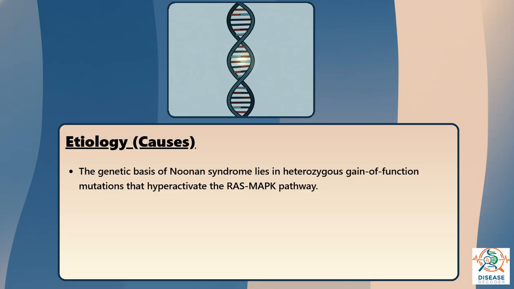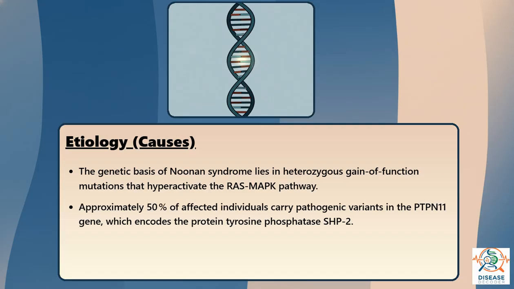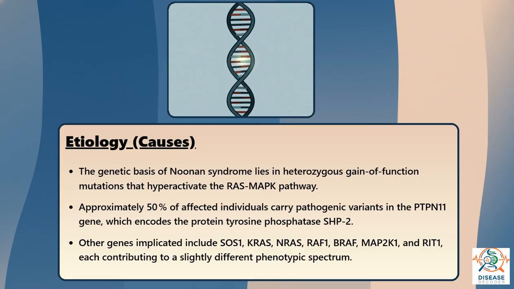The genetic basis of Noonan syndrome lies in heterozygous gain-of-function mutations that hyperactivate the RAS-MAPK pathway. Approximately 50% of affected individuals carry pathogenic variants in the PTPN11 gene, which encodes the protein tyrosine phosphatase SHP2. Other genes implicated include SOS1, KRAS, NRAS, RAF1, BRAF, MAP2K1, and RIT1, each contributing to a slightly different phenotypic spectrum.